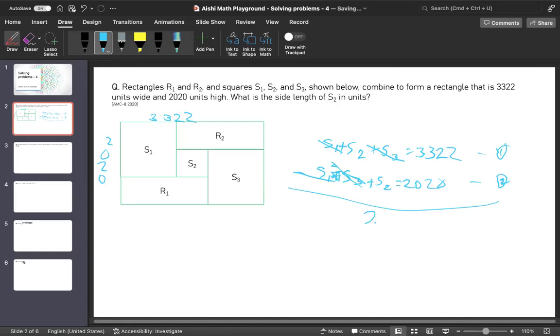So we get left with 2S2 is equal to 1302, so S2 is equal to 651. Yay! Second question now.